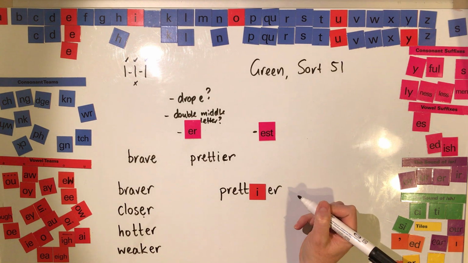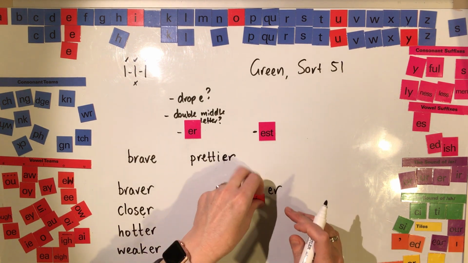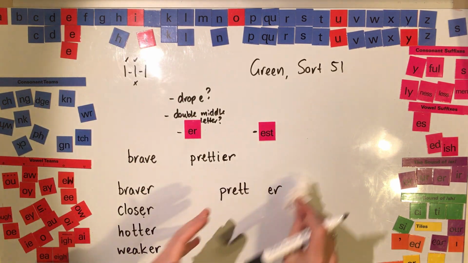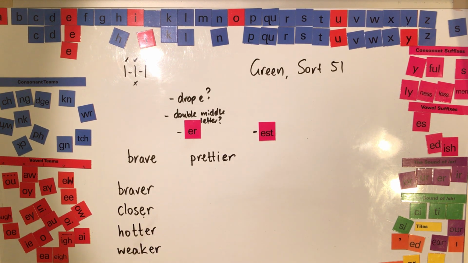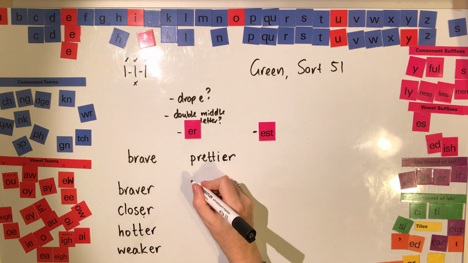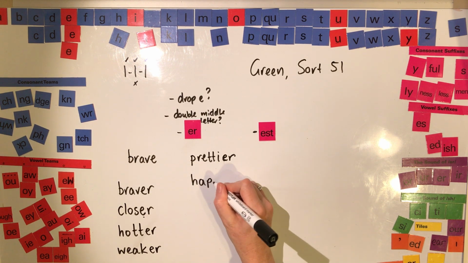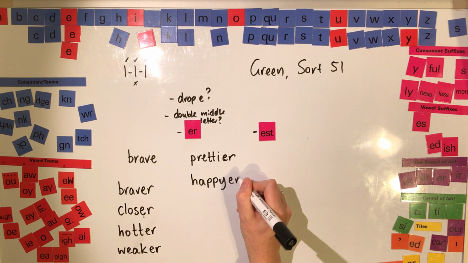So prettier. Hopefully that will help you spell. Let's apply that same rule to another word that ends with y. Let's go happy. Happy, happier. Remember?